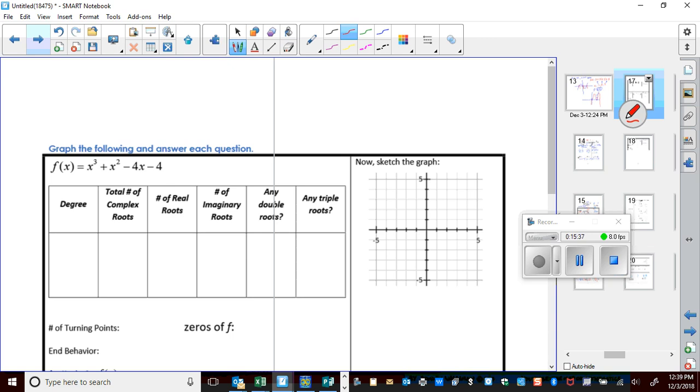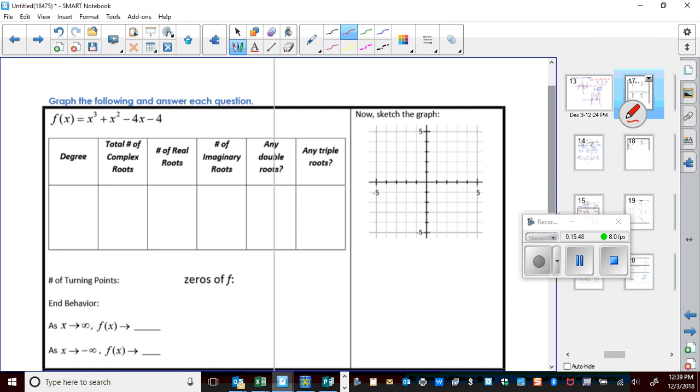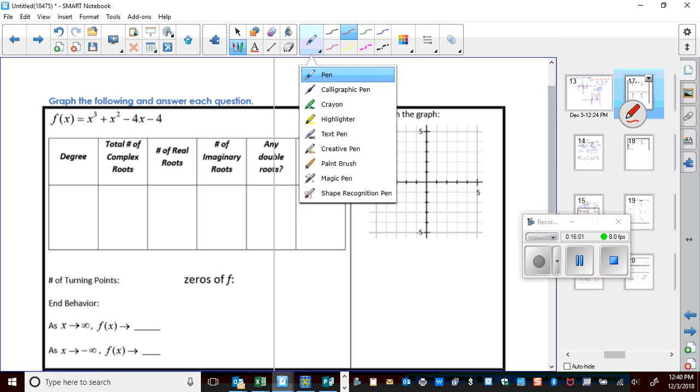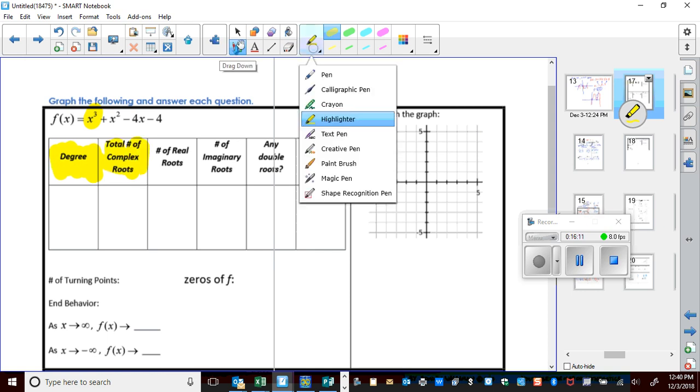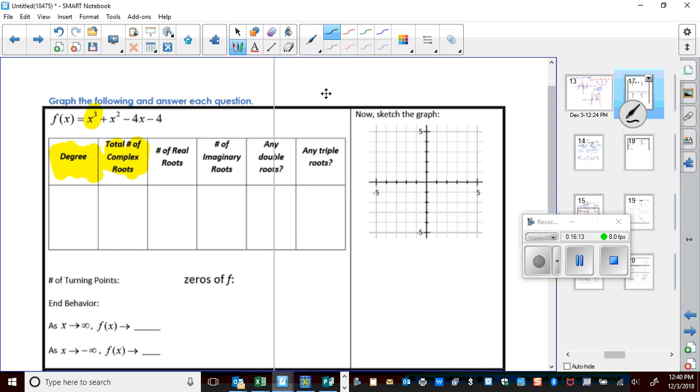I know that last part was confusing. I think if we go over each part, we'll figure out where we're going wrong. So things I can tell automatically when I look at the equation of the polynomial: I know the degree. I find the biggest x term each time. So I'm always going to highlight that biggest x term, right? Here's my biggest x term. That's going to give me the degree and the total number of complex roots.